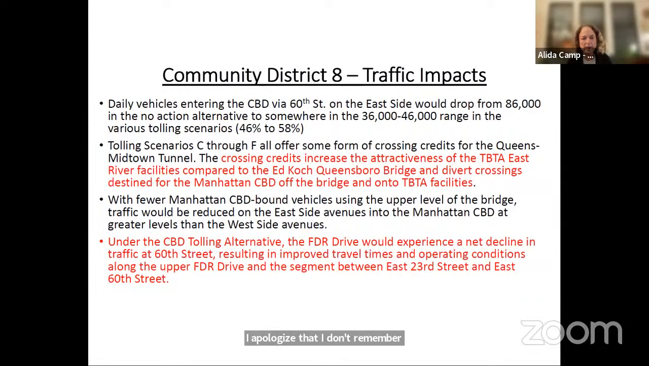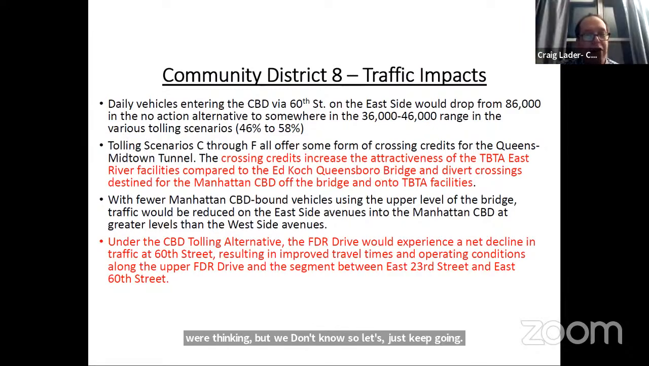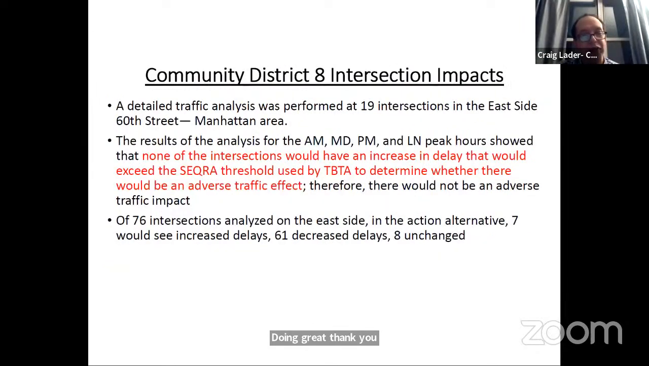No, that's okay. It's just that there are all kinds of scenarios people are imagining that will result in different traffic patterns, such as using either the Triborough or running up through Queens and using the Bronx bridges. And I think nobody knows. So I was wondering what they were thinking, but we don't know. So let's just keep going. You're doing great. Thank you. All right, thank you. All right, next slide, please.